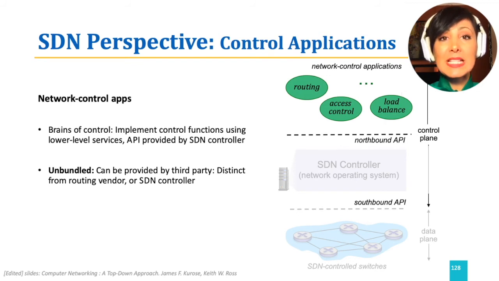They are the brains of the control. They implement control functions using lower-level services. The functions implemented through these applications can include routing, access control, load balancing, firewall, SD-WAN, or other network functions. These applications are not tied to specific hardware. They are not tied to a specific server or controller either. They could be provided by different developers or third-party vendors.